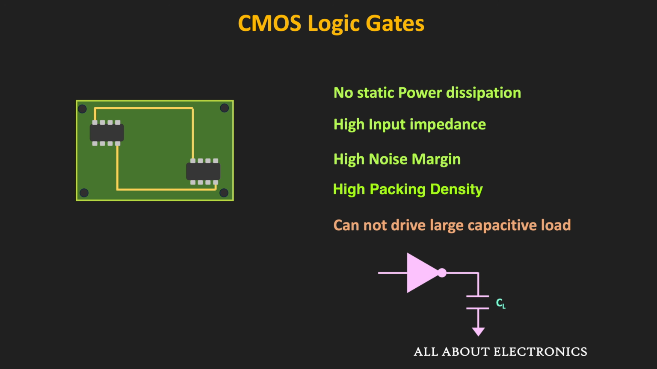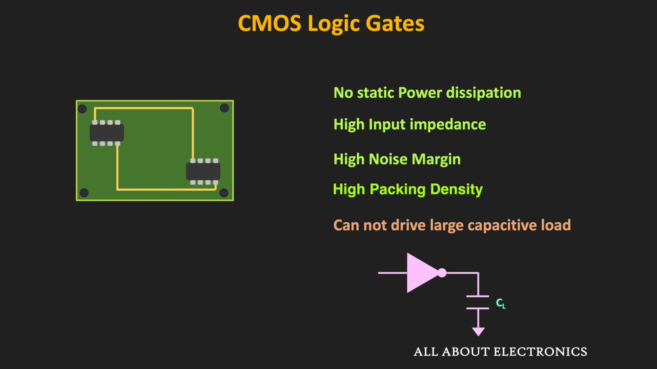But in short, when the CMOS logic gates drive very large capacitive loads, then the propagation delay of the logic gate will increase. So that is one issue with the CMOS logic gates. That means it cannot drive large capacitive loads.